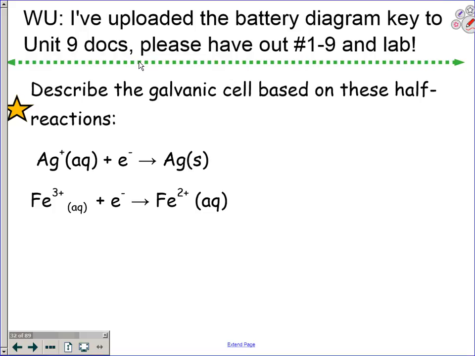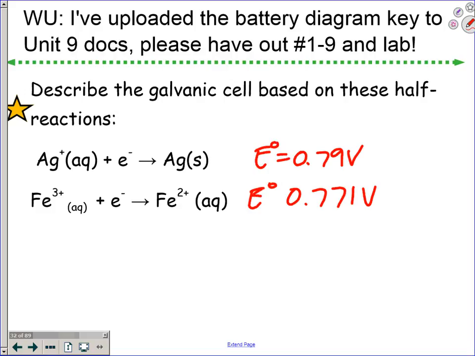All right, Jillian, tell me one of these reduction potentials. Silver is... volts, right? Okay. Drew, tell me the other one. Iron 0.77 volts. And so we're clear, this is iron 2 and iron 3. Everybody's good? 0.771 volts, okay? So this is the standard reduction potential for both of these reactions.